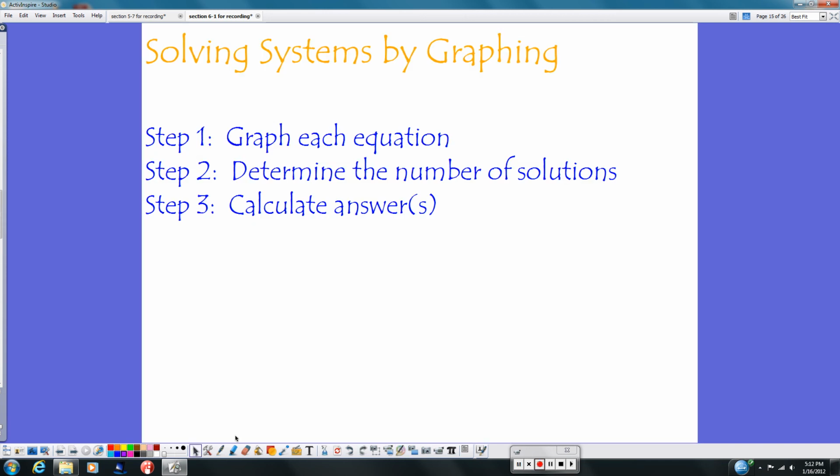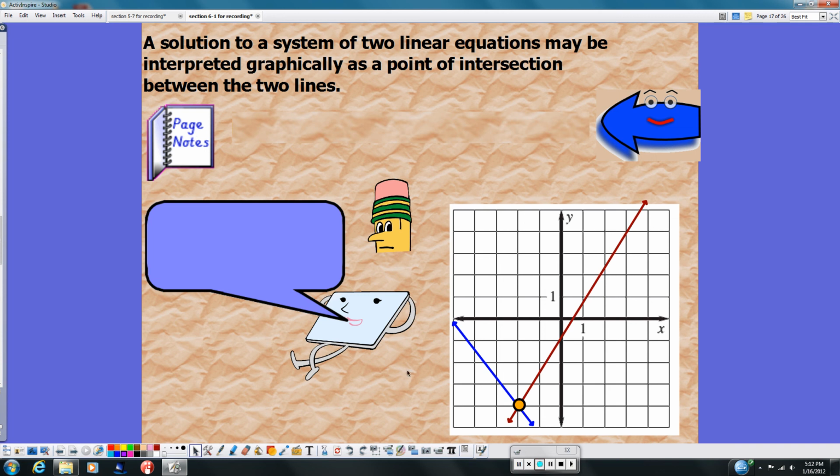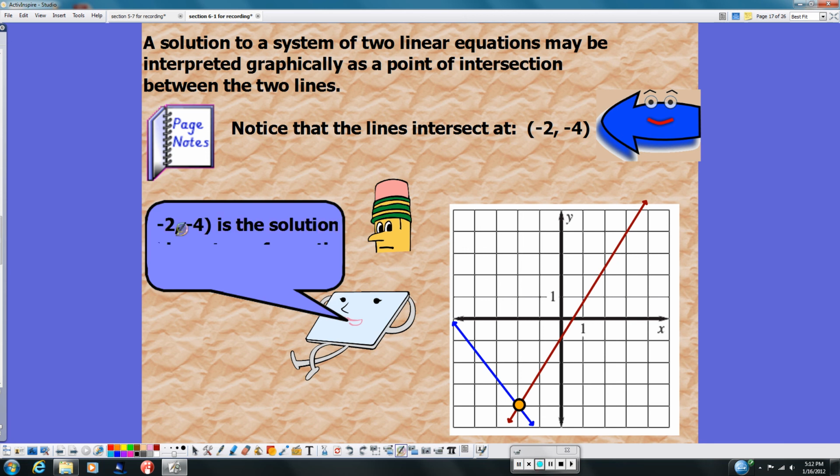So, in order to solve a system by graphing, we have three steps. First step is to graph each equation. Second step is to determine the number of solutions, and the third step is to calculate your answer. The goal is to identify what the exact crossing point is and label it as an ordered pair. So the solution to a system of two linear equations may be interpreted graphically as a point of intersection between the two lines. So notice here in our example that our lines intersect at the point -2, -4. So that's our solution to this particular system.